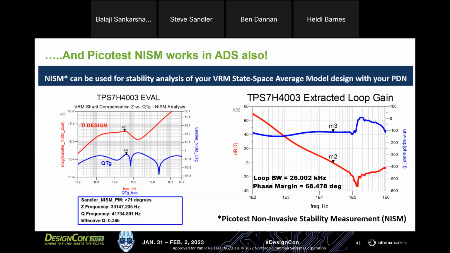And when we look at the off state and the on state together, you'll see that when stability gets poor, the closed loop response is actually worse than the open loop response, meaning the impedance is higher with the power supply turned on than it is with the power supply turned off. And so having that pair of measurements is really, really powerful.